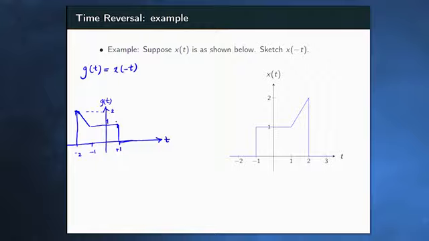I can plug in different numbers for g of t and then find the corresponding value of that point in the graph of x of t, and then use those time points to finish the plot of g of t. Or in this example, it was a simple example, so I was able to plot it.